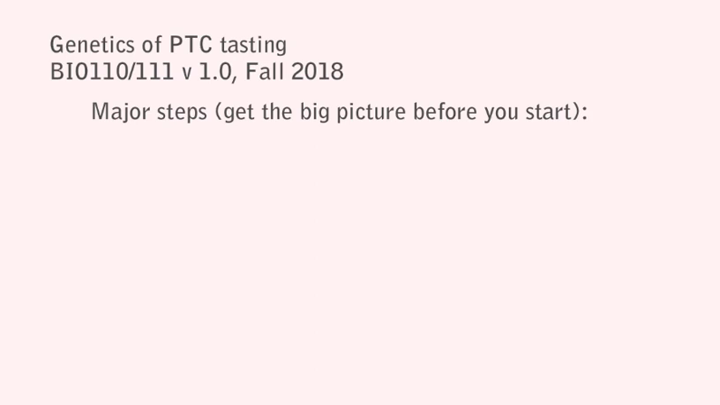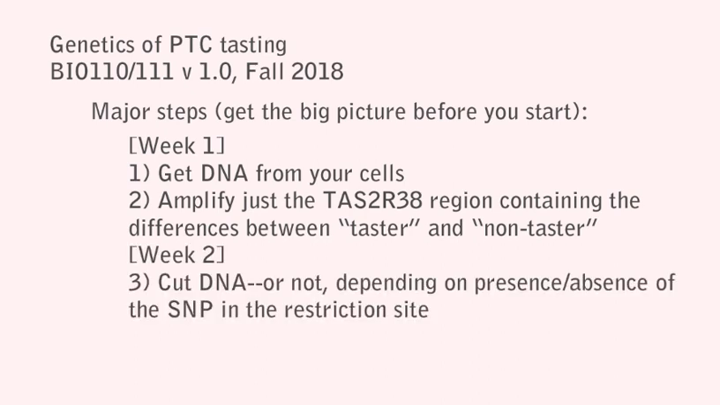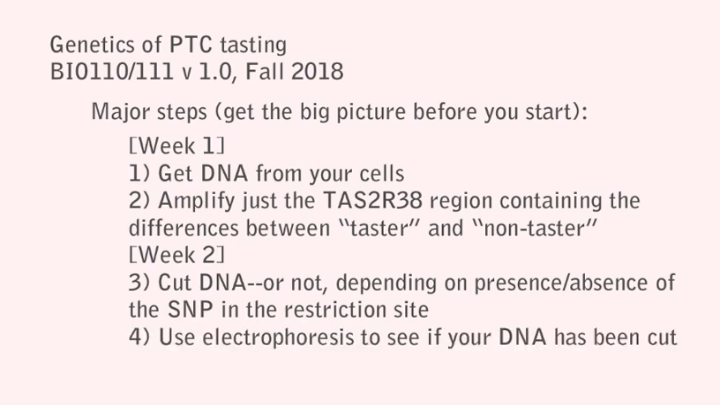So in this big picture, there are 4 major steps involved. In step 1, we get DNA from our cells. In step 2, we amplify just the part of your DNA with the TAS2R38 gene, that is the region that contains the SNP in question. This is what we do in the first week. In the second week, we start with step 3, which is to use a restriction enzyme to break the DNA or not, depending on which version of the SNP is there. In step 4, we use electrophoresis to see if the DNA has been cut in two or not.